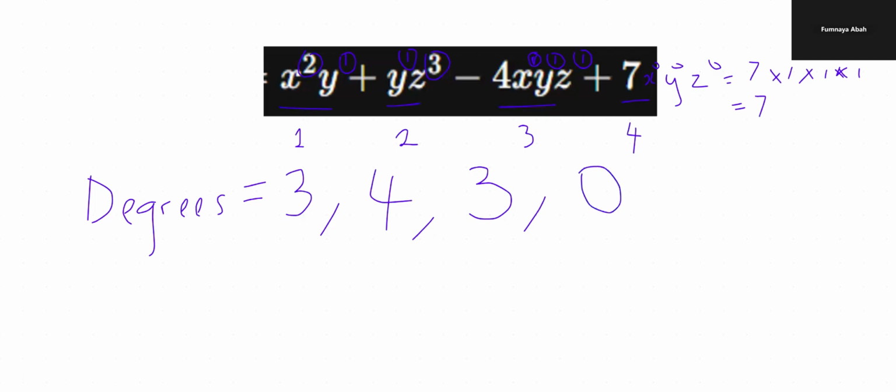Okay, so now we know the degrees of all these terms. Let's find the degree of the polynomial. So looking at these four numbers, 3, 4, 3, and 0, we can see that the highest number here is 4. So this means that this is a fourth degree polynomial.